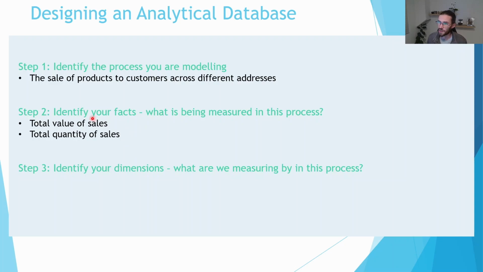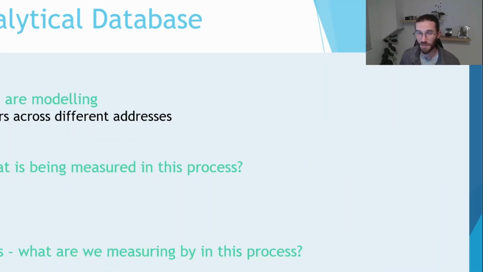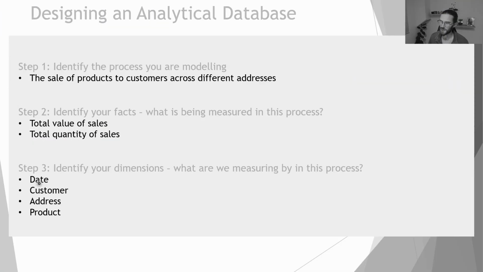So we've gotten our facts, right? Sales and quantity of sales. Then what we want to do is identify our dimensions. What are we measuring by in this process? So if you think through that for a second, what are the aspects we would like to use to divide up our facts? And really, in this case, there are about 4, right? There is product, address, customer, and then date as well, right? This is one that is often forgotten about, or we don't really intuitively think about, but time, the most unforgiving dimension, needs to be modeled as well.